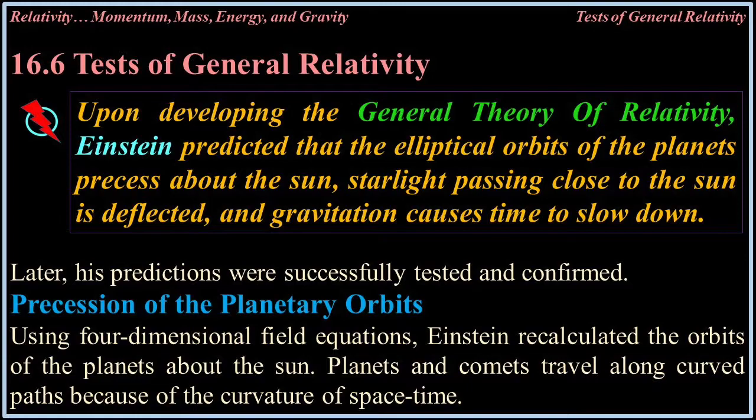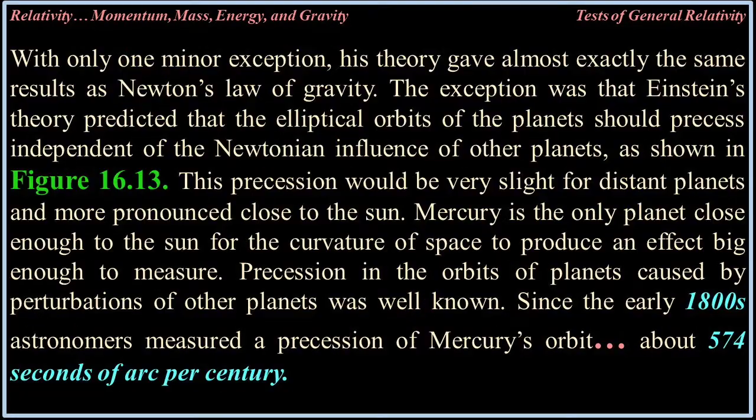Precession of the planetary orbits. Using four-dimensional field equations, Einstein recalculated the orbits of the planets about the Sun. Planets and comets travel along curved paths because of the curvature of space-time. With only one minor exception, his theory gave almost exactly the same results as Newton's law of gravity.